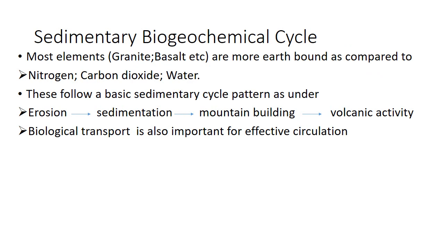Sedimentary biogeochemical cycle. Most elements like granite and basalt are more earthbound as compared to nitrogen, carbon dioxide, water, sulphur and even phosphorus, and they follow a basic sedimentary cycle pattern of erosion, sedimentation, mountain building, and volcanic activity. With the availability of these elements on the surface of the earth, they are biologically transported, a very important and effective mode of circulation.